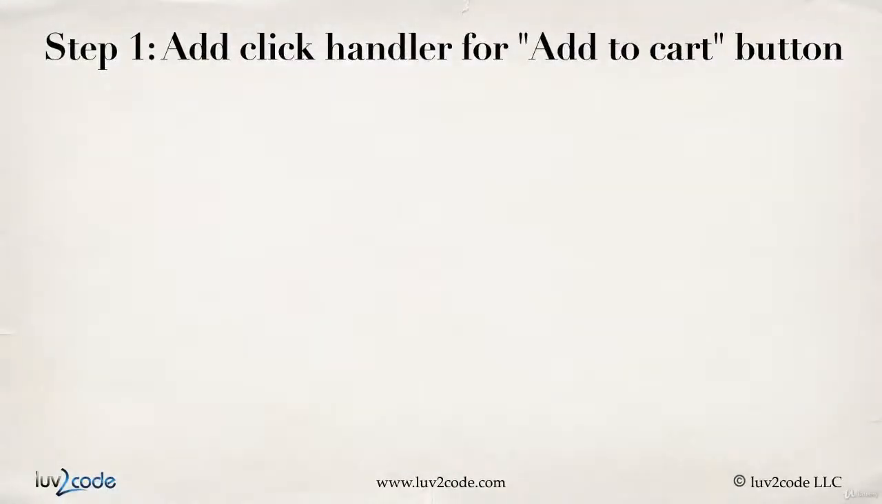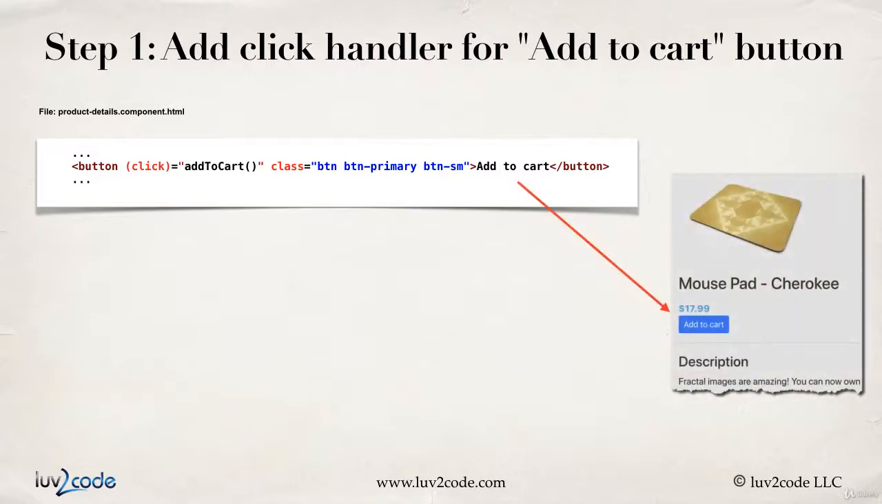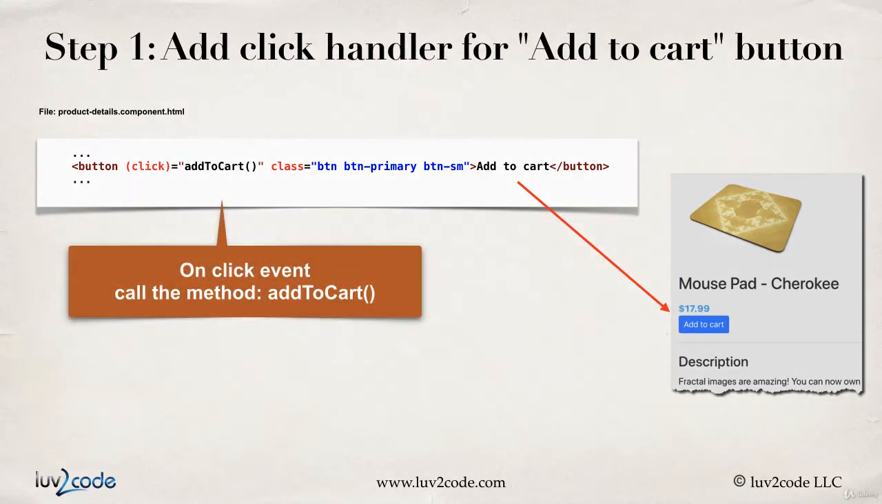So step one is adding a click handler for the add to cart button. On our product details component.html page, we have a button here, add to cart, and that's the item that we'll see on the screen. And then we'll add this on click event. So we'll actually call the method addToCart when the user clicks on that given button.